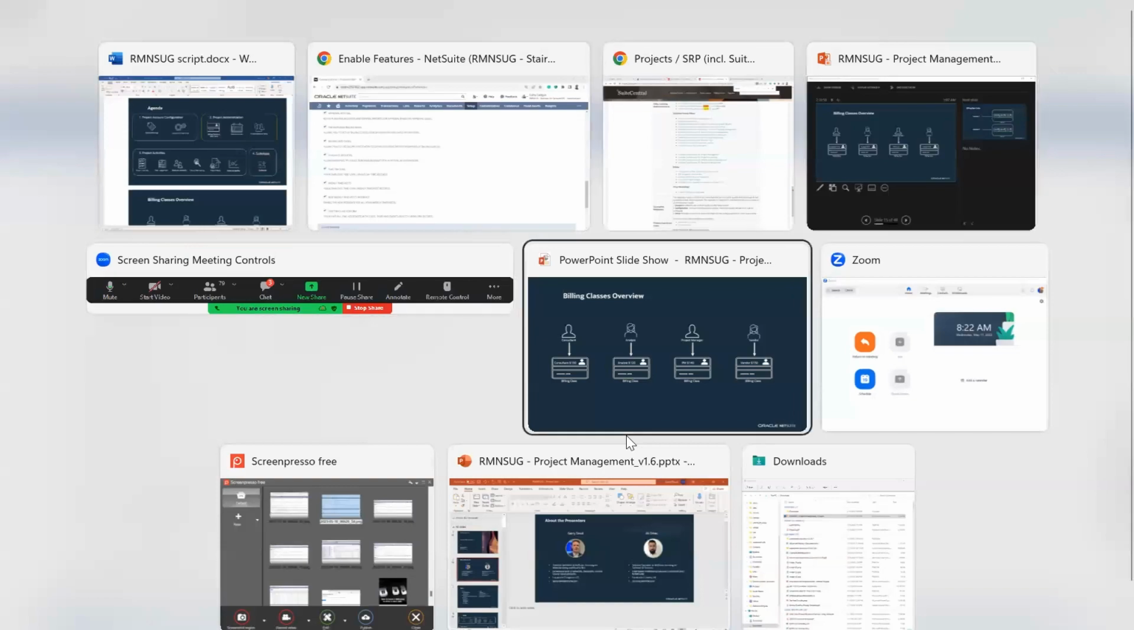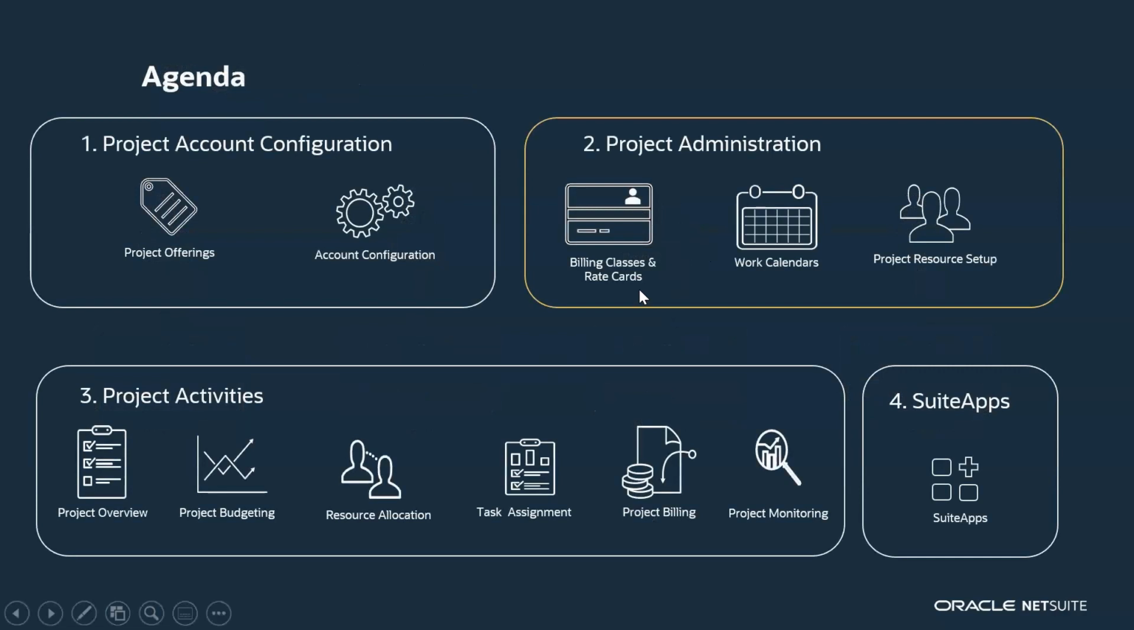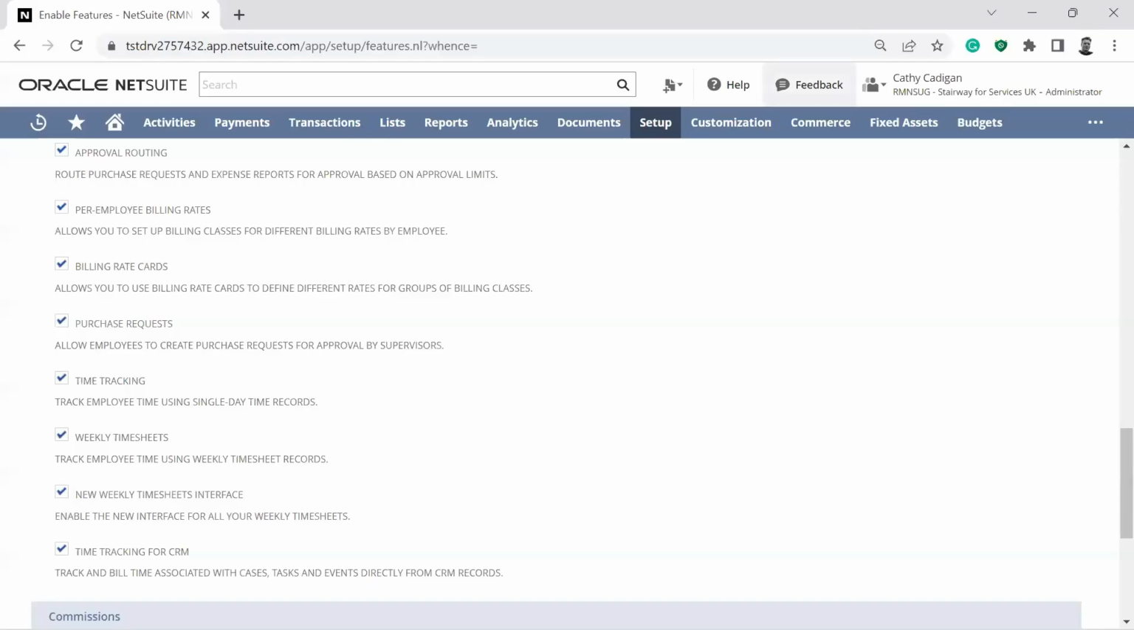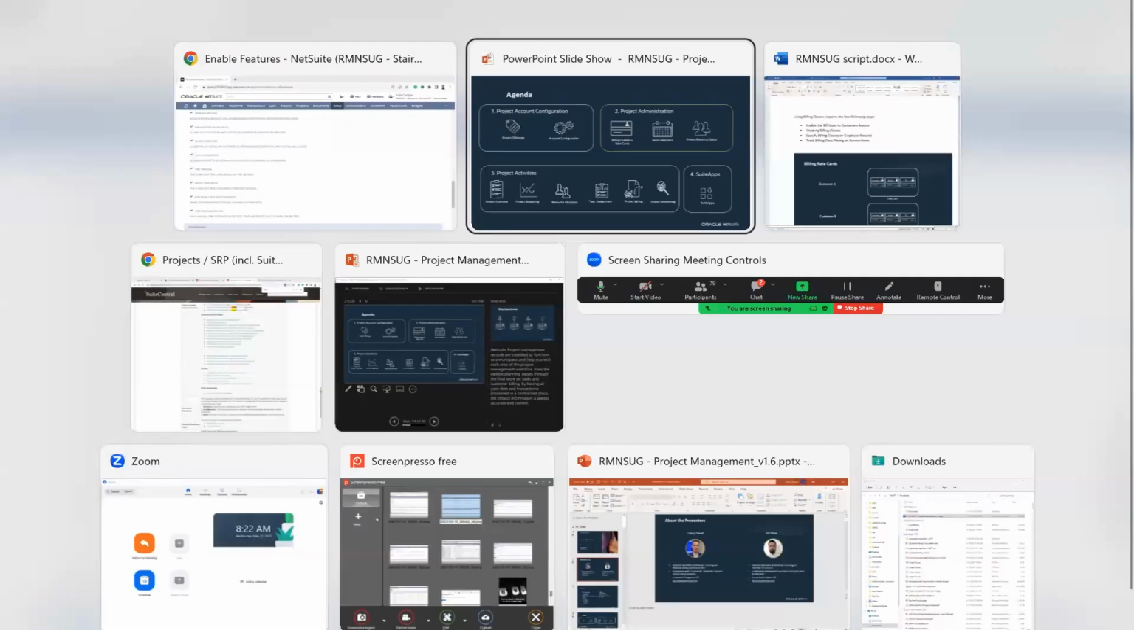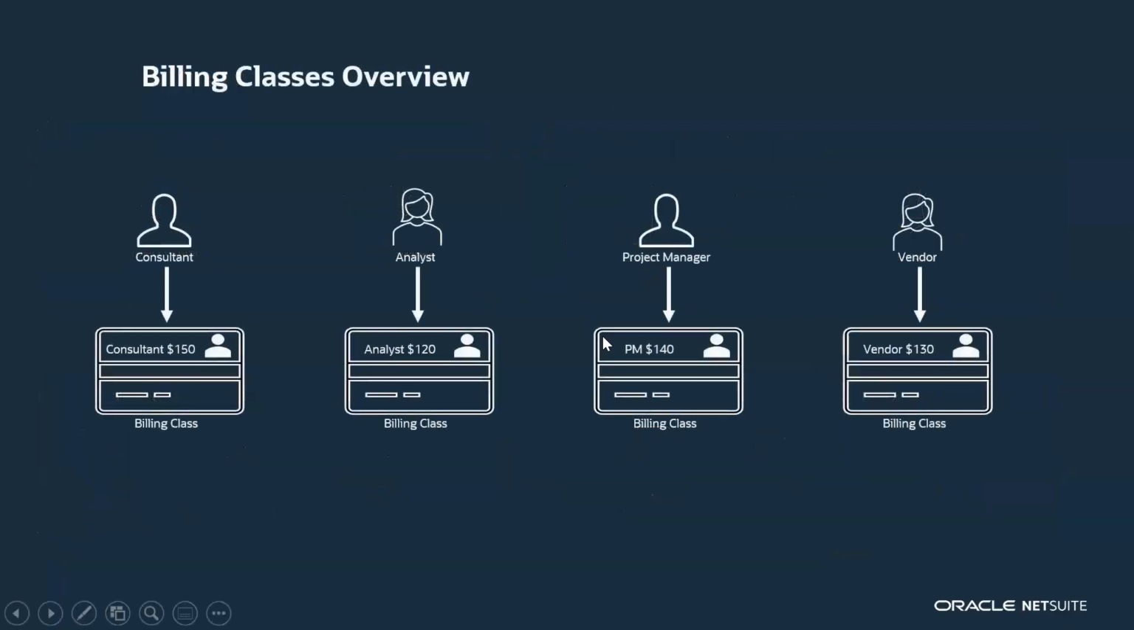So when I go back to our presentation, let's take a look at some of these billing classes and the work calendars and the project resource. And once you have those defined, then you're ready to go into an actual project record. When we are in the system, what we want to do is, actually, I want to cover this on the slide first before we go there.